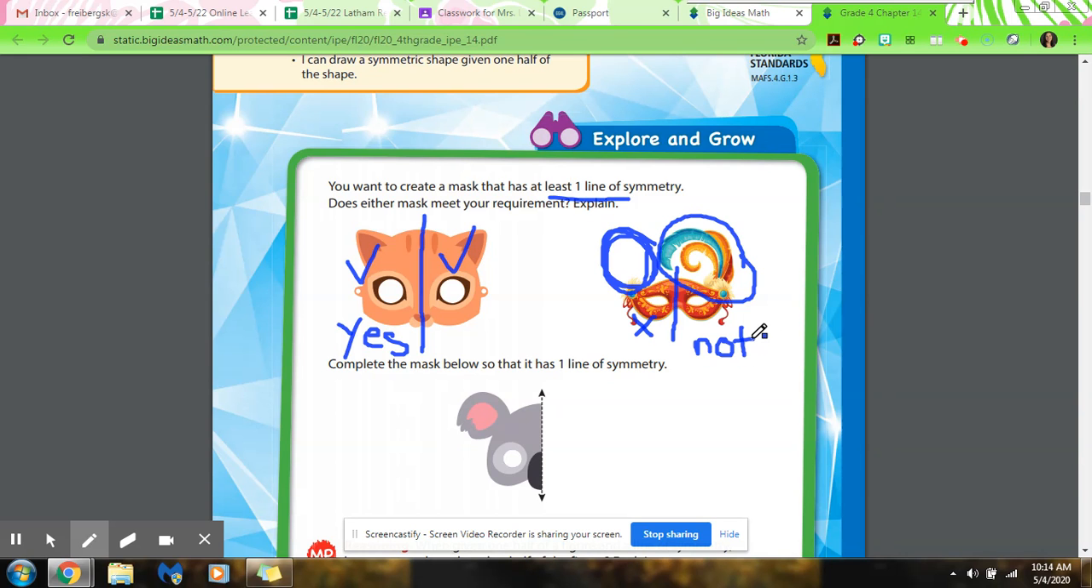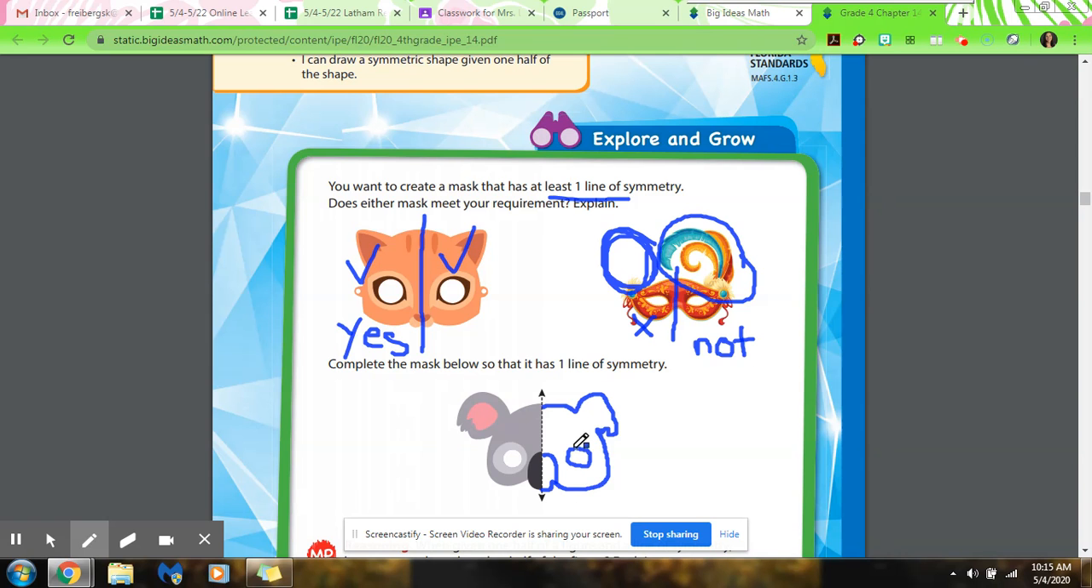Let's look at the koala bear. It says complete the mask so that it has one line of symmetry. Alright, you're going to have to bear with me here because I'm drawing on the computer and I'm not the world's best artist, alright? So I'm going to really try my best to copy this koala mask. Again, I'm going to start by making the head, and then I'm going to go over here to the ear, and then come down for the rest of the head, and then a little nose piece here. I'm going to draw, this would probably be the nose.